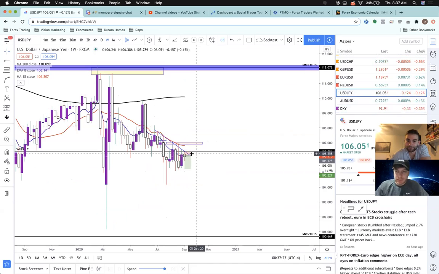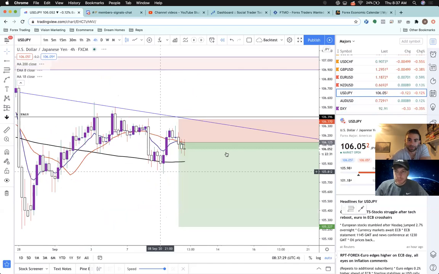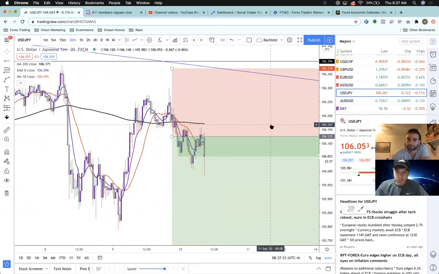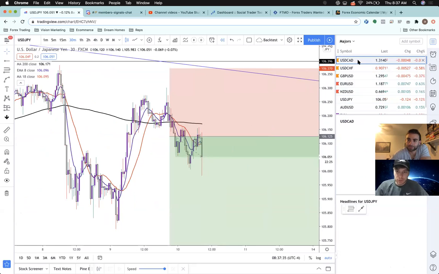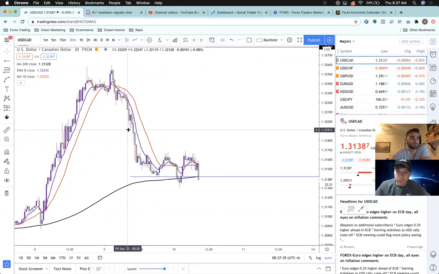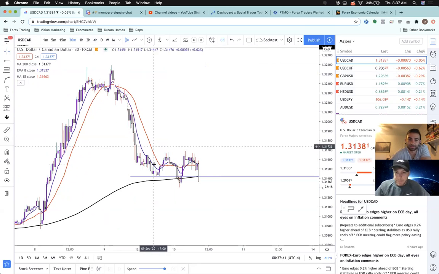DXY is dumping. So AU is pushing up, UJ is pushing down, UCAD, you're seeing some movement. GU, you're seeing some movement. Everything related to the US dollar is moving right now. You hit my TP, nice.